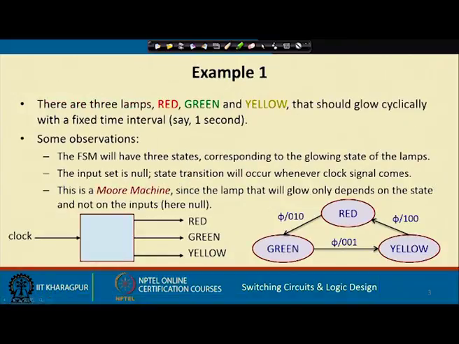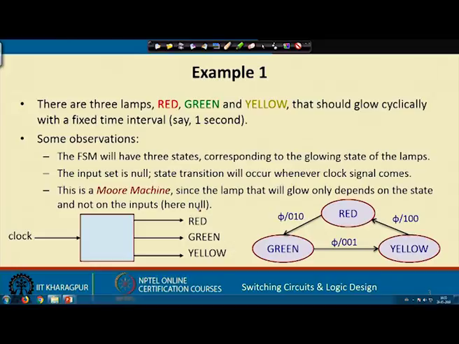The first example is a very simple one. This is a very simplified form of a traffic light controller. This is nowhere near a traffic light controller, but something similar. The only similarity is that there are 3 lamps, red, yellow and green. Nothing else is similar to a traffic light controller. Here the problem specification is like this.